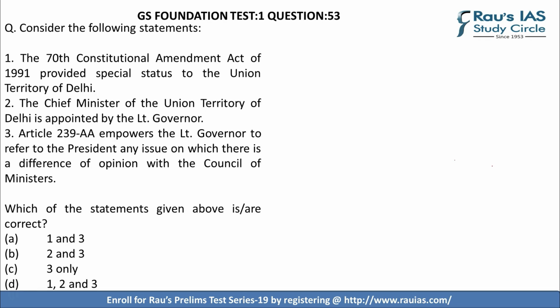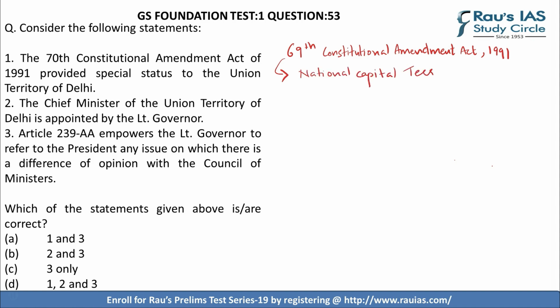Question number 53 focuses on the special status provided to the Union Territory of Delhi. This question has been framed because recently the AAP government has started a full-fledged campaign for complete statehood for Delhi. Now, the 69th Constitutional Amendment Act 1991 granted a special status to the Union Territory of Delhi, under which it was redesignated as the National Capital Territory of Delhi.